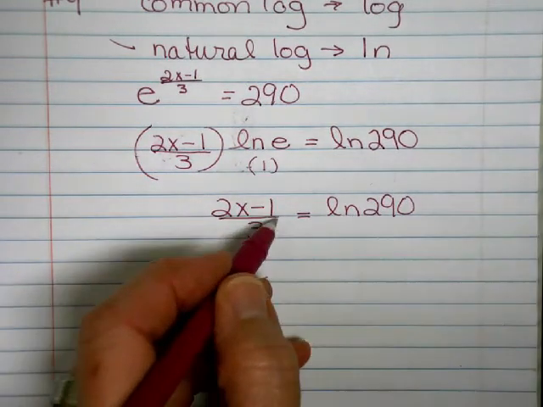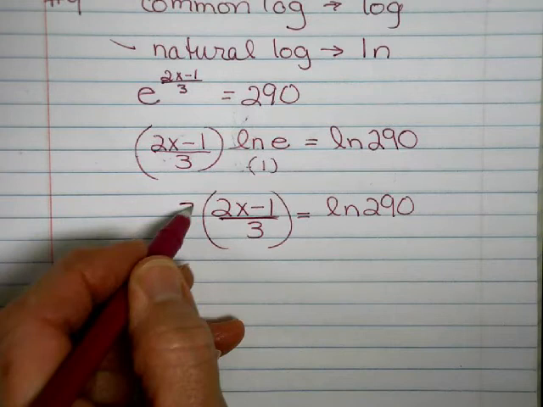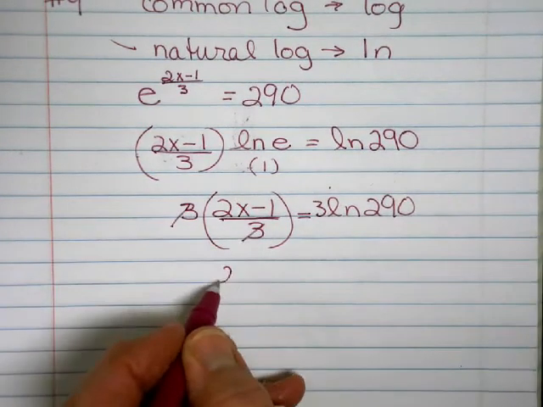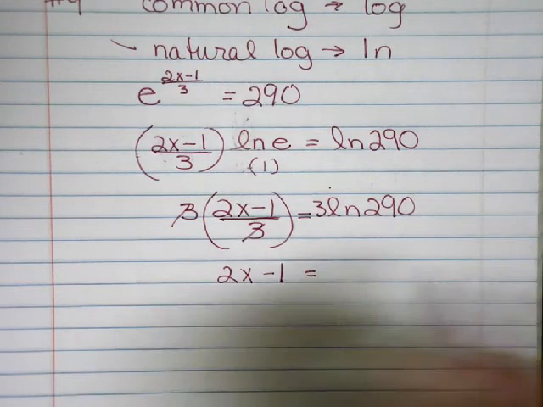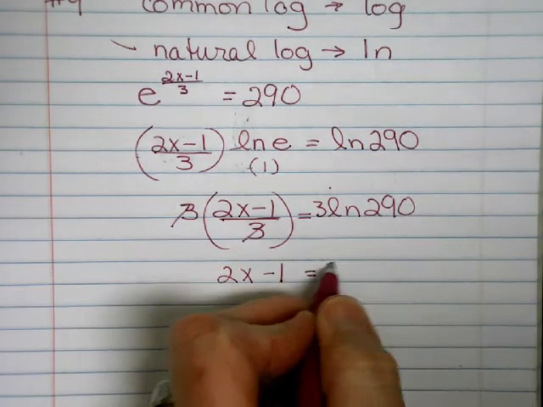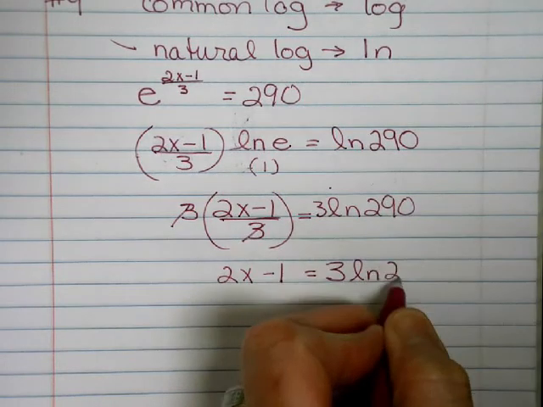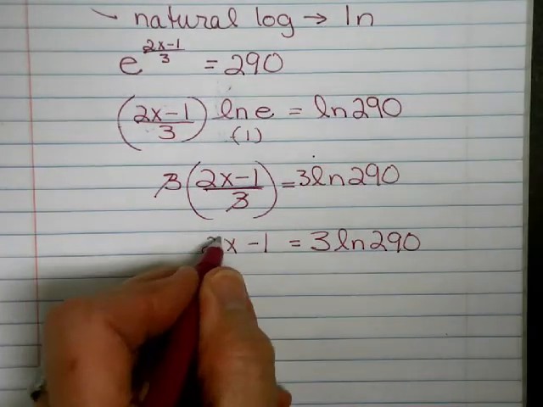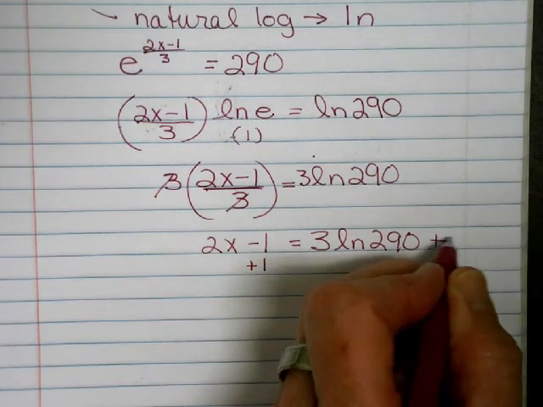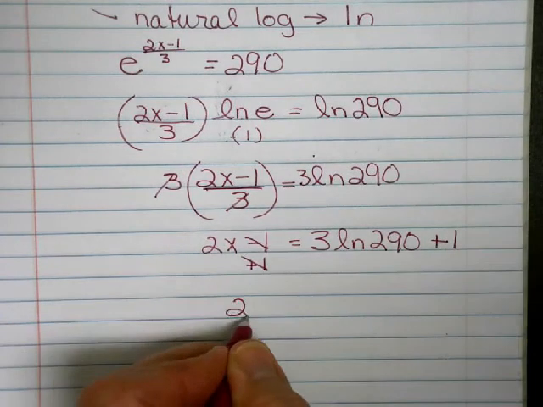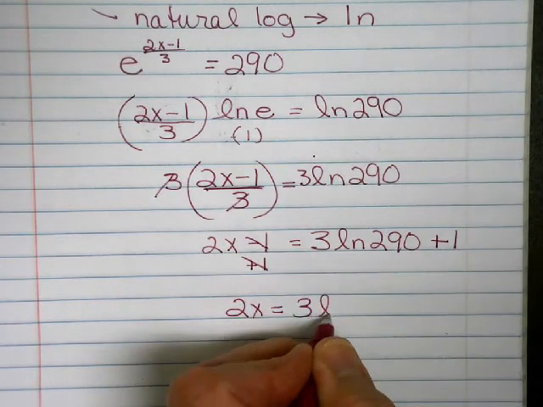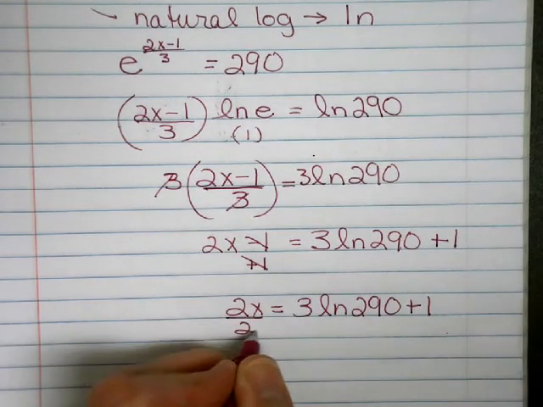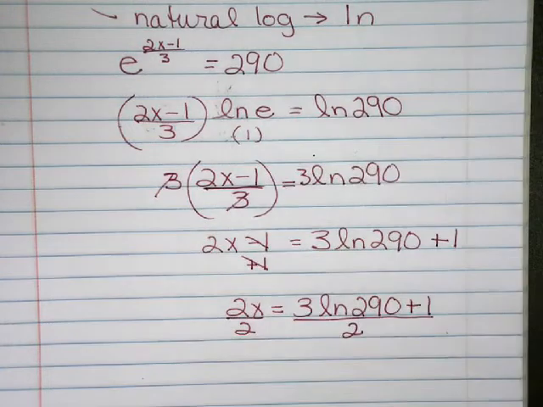To get x alone, I first get rid of the division of 3 by multiplying. I put a 3 up here and I put a 3 in front of here, these cancel. So I have 2x minus 1 without a denominator. Then I have 3 times natural logarithm of 290. And remember, it's x I want to isolate, so the next thing I do is add 1 to this side. It's quite a lot. And then divide by 2. Everything's over 2.